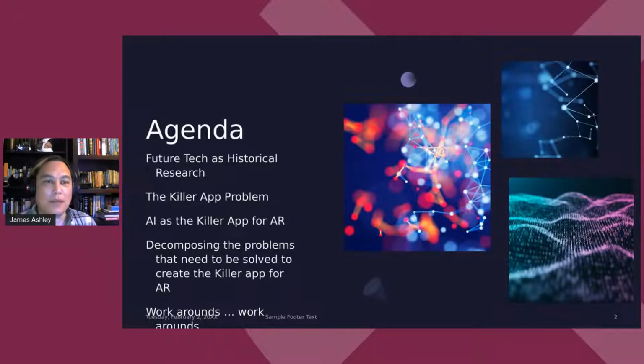But the way I want to talk about AI and AR is first to set up the proposition that when we're working with future tech, we're always dealing with it as a kind of historical research. And I'll explain that in a bit. Then I want to talk about the killer app problem. Then I'm going to propose that AI is the killer app for AR. I'm going to take a specific use case that I really like and try to decompose what the problems in implementing it are. And then finally, I'll introduce some workarounds that I've been doing with a company I've worked with in order to try to implement these sorts of solutions with AI and AR to solve real-world problems.